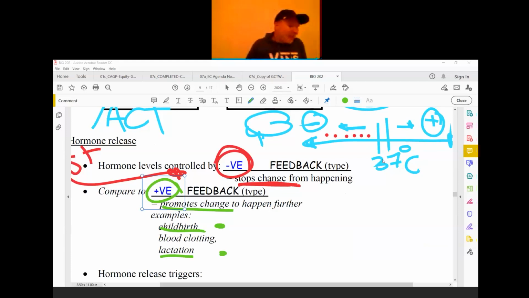So when the baby suckles the nipple, that will cause milk to be released. And the more milk you release, the more the baby suckles that nipple. So it's again like amplifying that response.